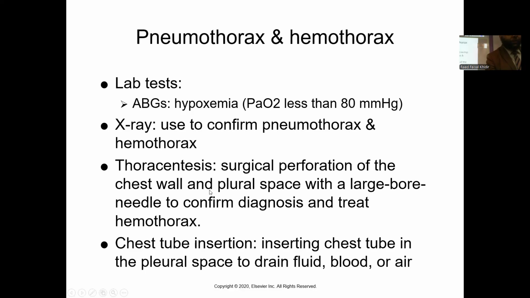Okay. So the routine test as for pneumonia and all of the infectious diseases, the arterial blood gases have hypoxemia, where there's a partial pressure of oxygen that is less than 80 millimeters of mercury. So if the arterial blood gases have a partial pressure of oxygen that is less than 80 millimeters of mercury, that is known as hypoxemia. We use x-rays to confirm the pneumothorax and the hemothorax. There is thoracentesis, so you have surgical perforation of the chest wall and the pleural space with a large bore needle.